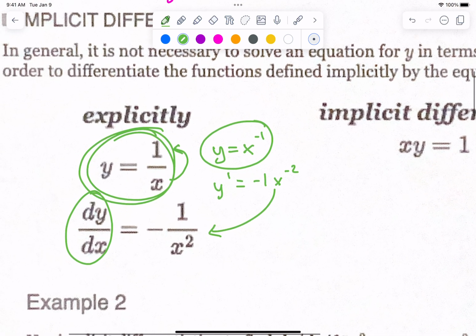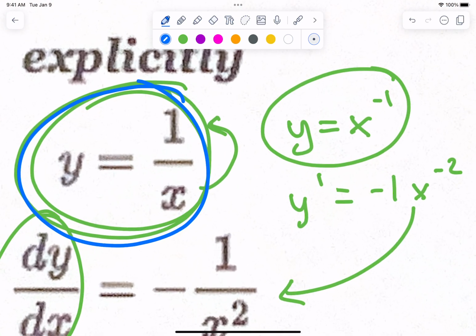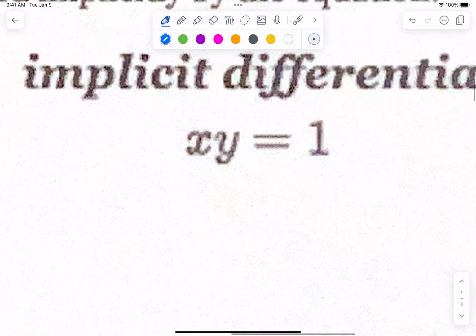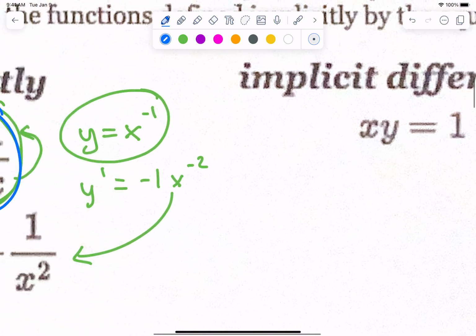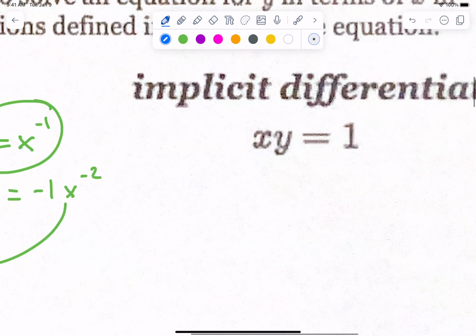If, though, instead of doing it like this, y equals 1 over x, we move the x over here, we would have xy equals 1, and that would be implicit, right? Okay, so should we try this one with a product rule? You could divide the x to the other side, but not always will you be able to do that. So this is one scenario where I could do it explicitly or implicitly.